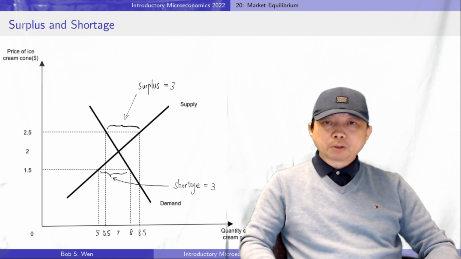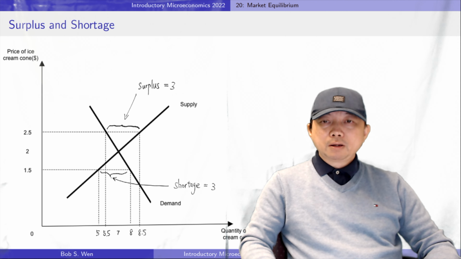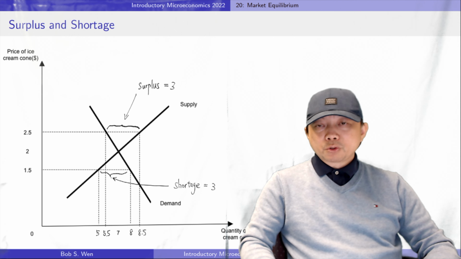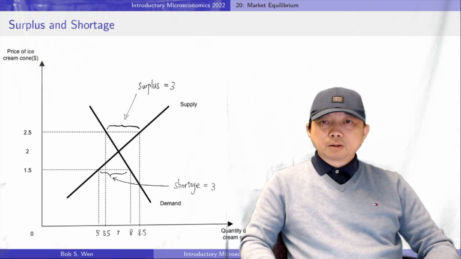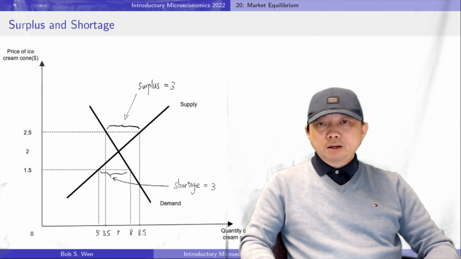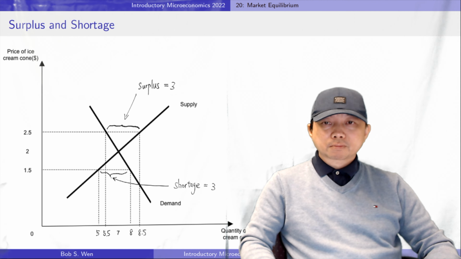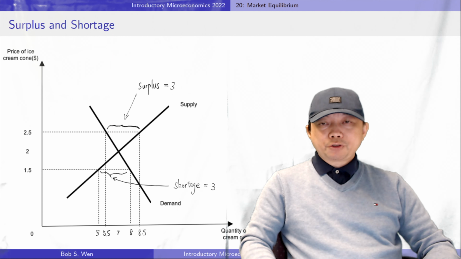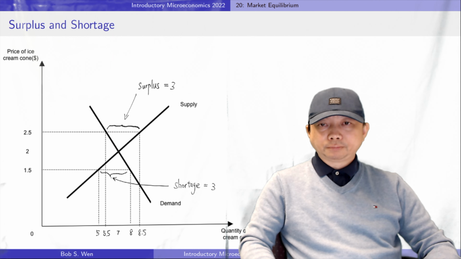The quantity of the good demanded exceeds the quantity supplied. There is a shortage of the good. Consumers are unable to buy all they want at the going price. When a shortage occurs in the ice cream market, consumers have to wait in long lines for a chance to buy an ice cream cone.